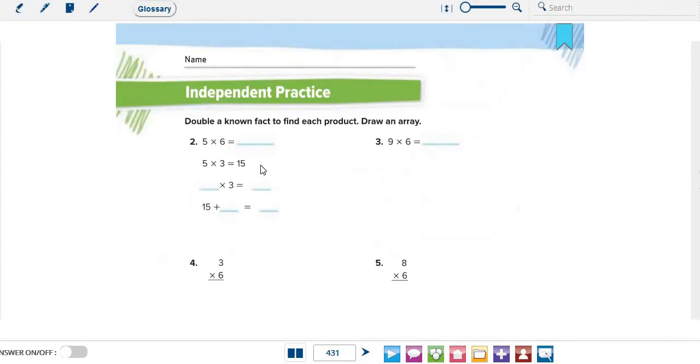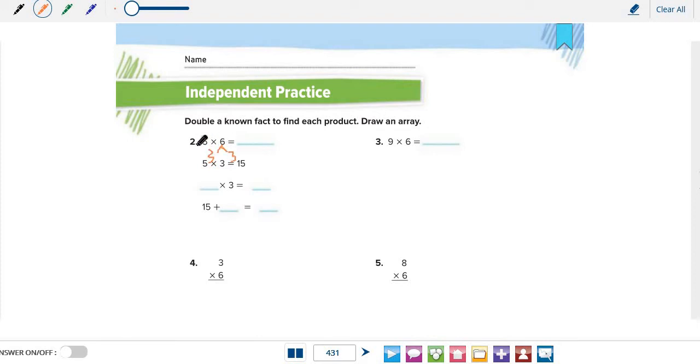Now let's solve question number 2. Double a known fact to find each product and then draw an array. 5 times 6 is an unknown fact. So to find 5 times 6 equals what? We can decompose number 6 into 3 and 3. We cannot decompose number 5 into 2 equal addends. So we will decompose number 6 into 3 and 3.